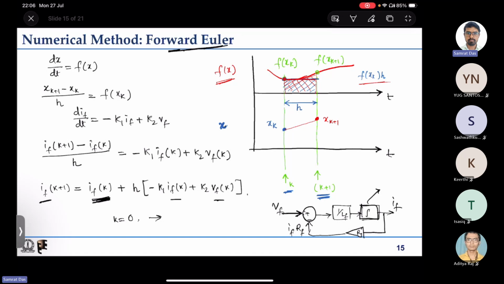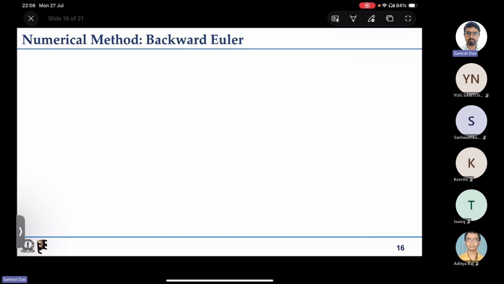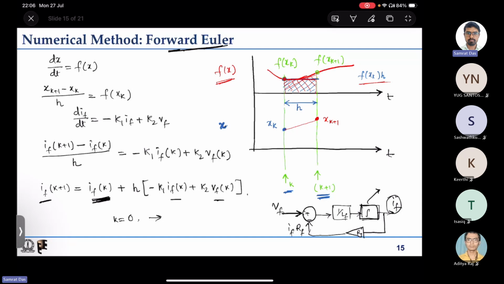So you can see that the integration block output is nothing but the field current. Once you define the initial condition, that is taken as the value of the output. In this case, it is the field winding current at k equal to 0, that is the starting of the simulation. The initial condition value is taken as the output, and after that, because the field voltage is defined, from there the future values of if can be solved.